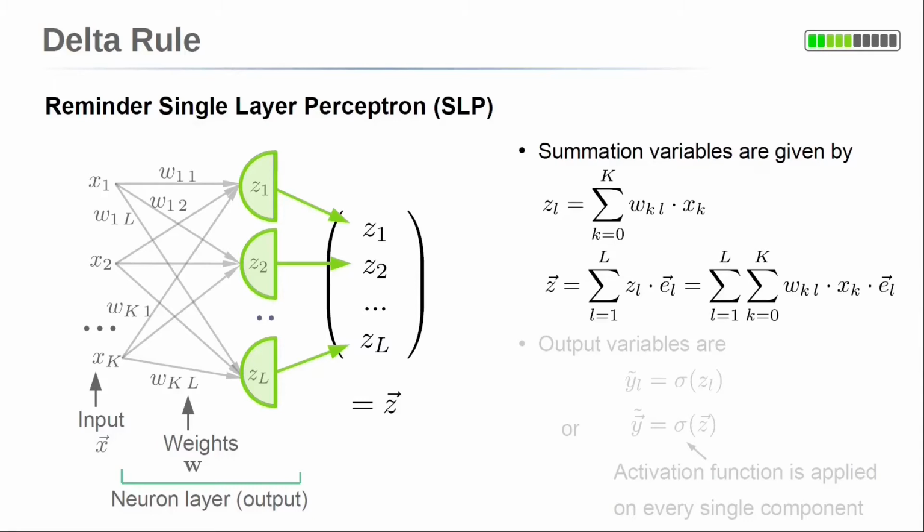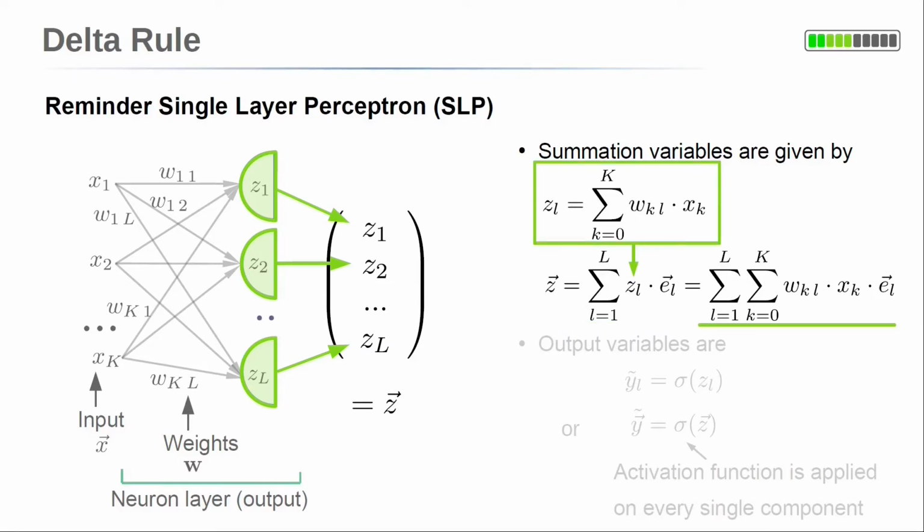Let us quickly come back to the single layer perceptron. The capital L summations zl can be expressed by a vector z. Every component of this vector corresponds to the summation z of one of the neurons. As we've seen, we can represent the vector z by a summation over all components l of zl times the corresponding unit vector el.